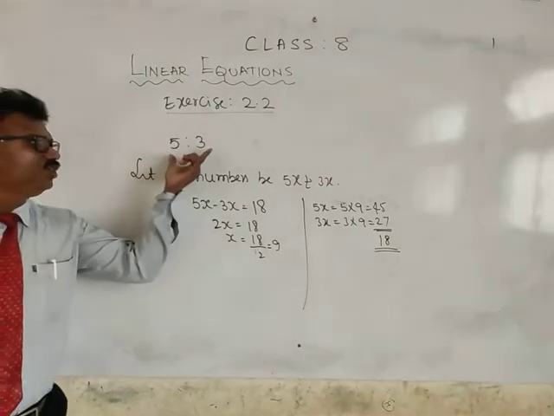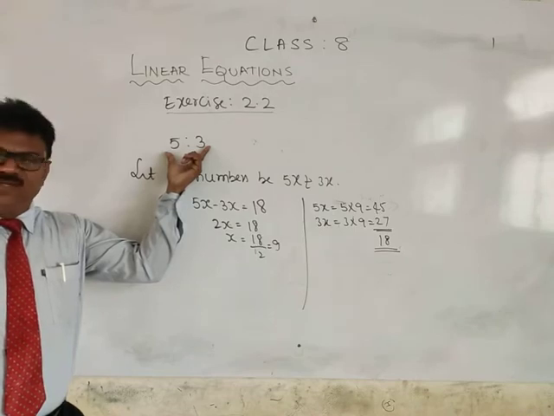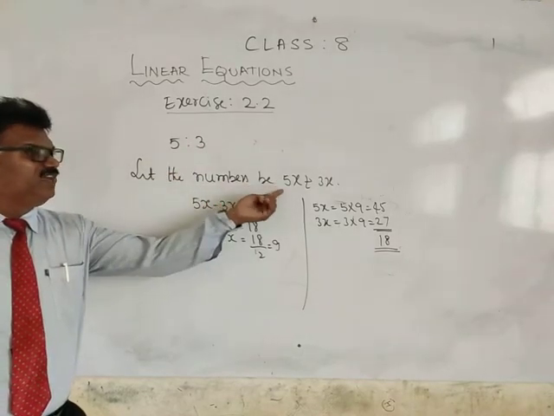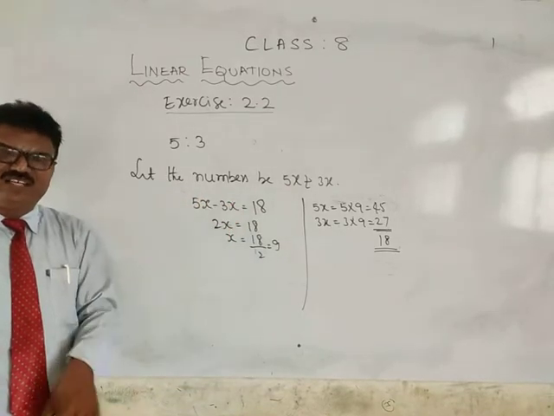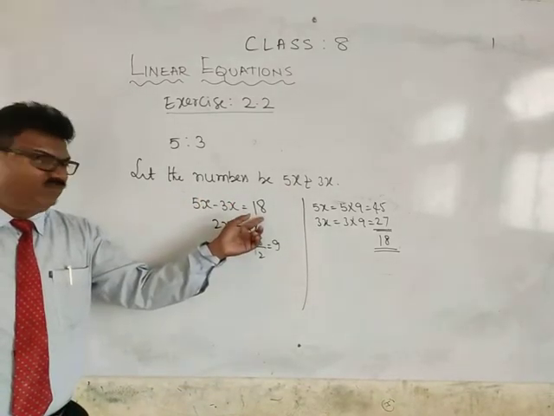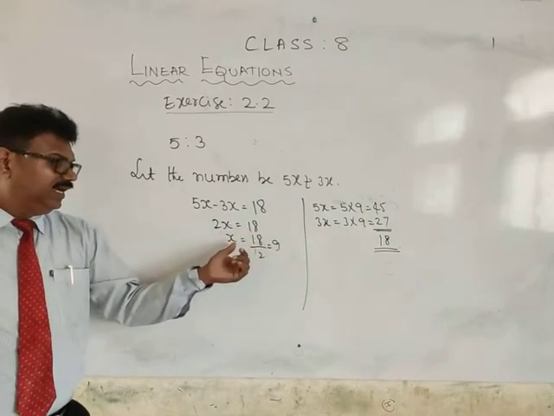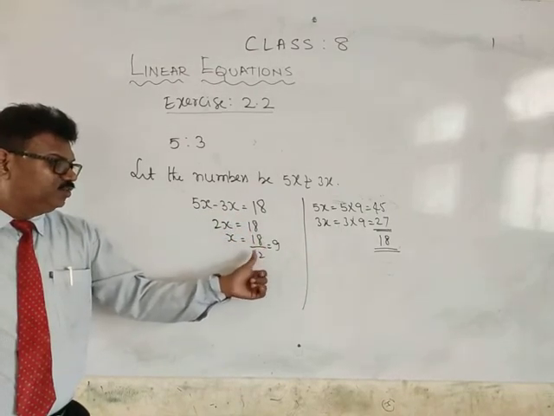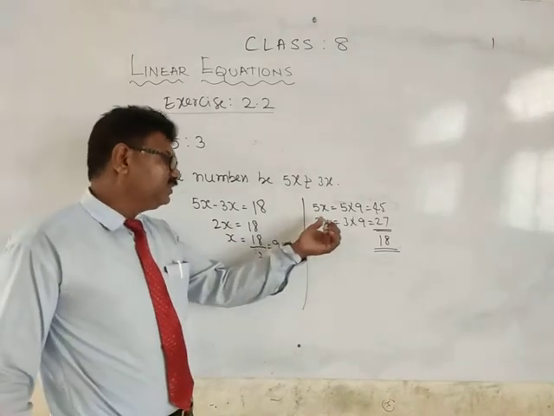So two numbers are there whose ratio is 5:3. Therefore the numbers be 5x and 3x. They differ. Differ means their difference is how much? 18. So 5x minus 3x, that is 2x equal to 18 and x equal to 18 by 2. Therefore it gives 9.